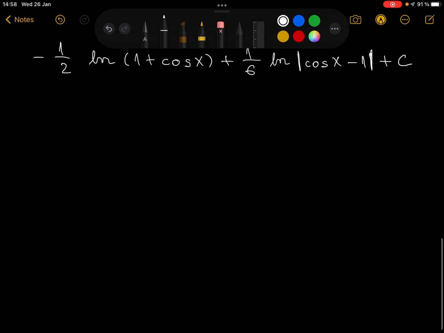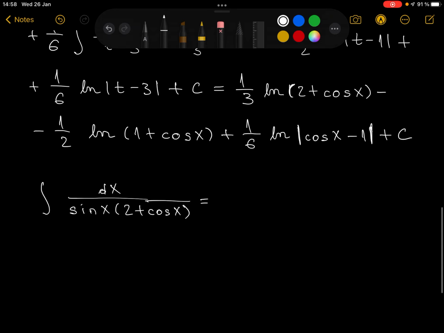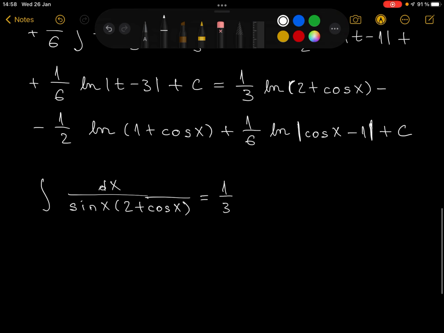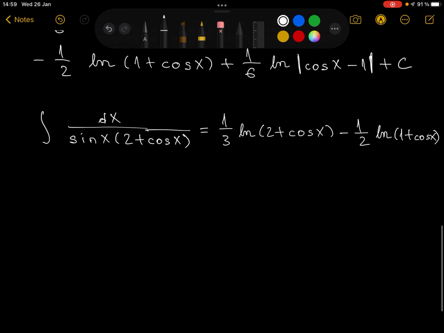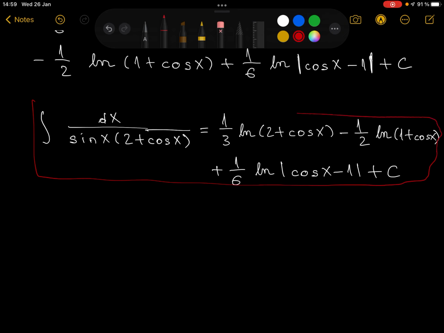So our final answer to our integral, to our problem, is that the integral of dx over sine x times 2 plus cosine x is equal to 1/3 of ln of 2 plus cosine x, minus 1/2 of the ln of 1 plus cosine x, plus 1/6 of ln of cosine x minus 1 plus c. So that's our answer to this problem.